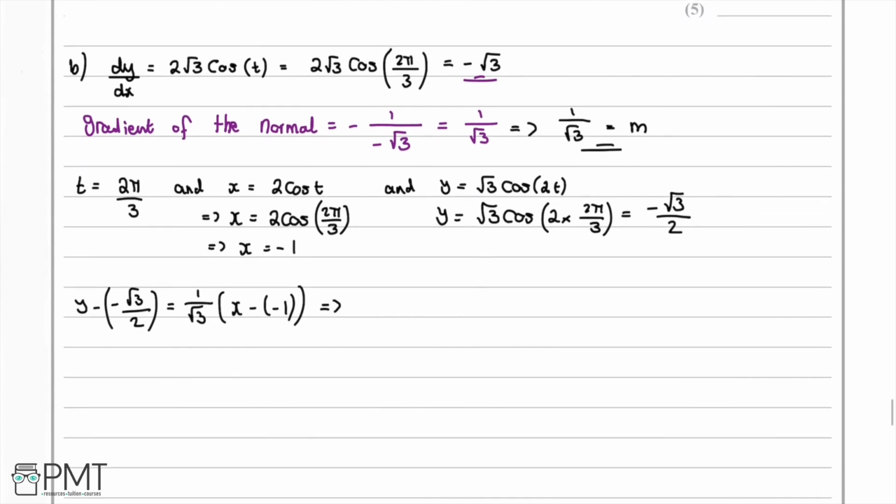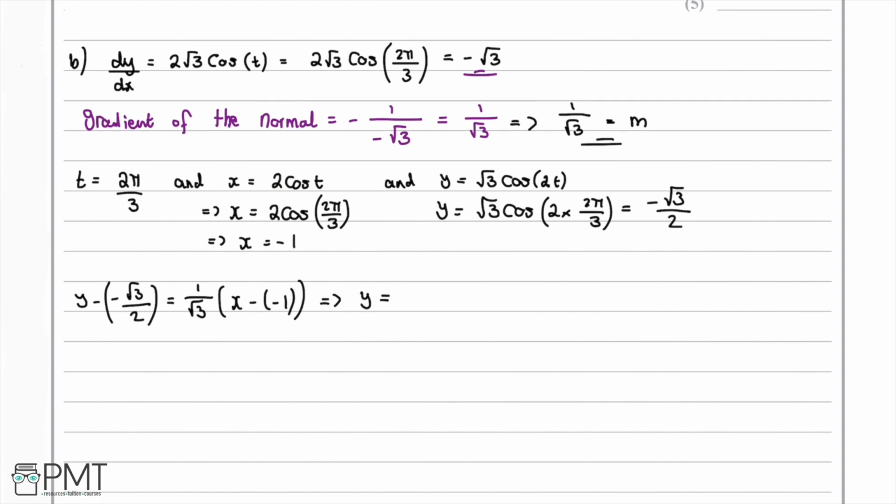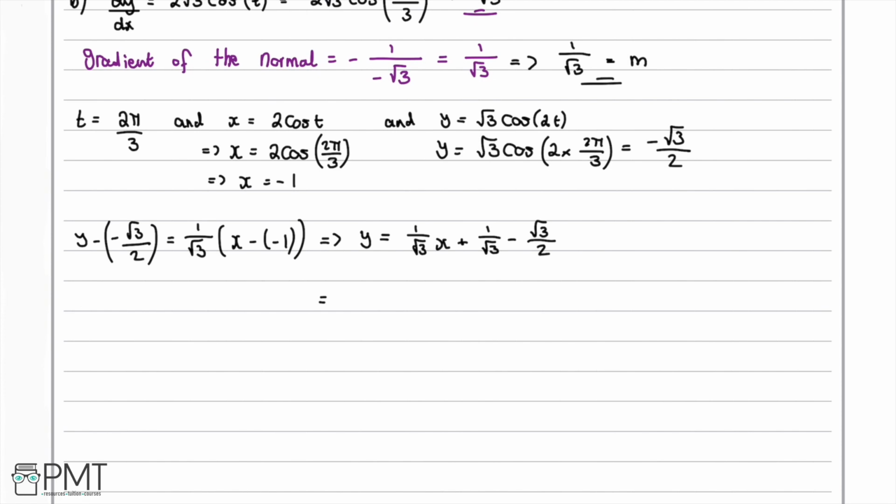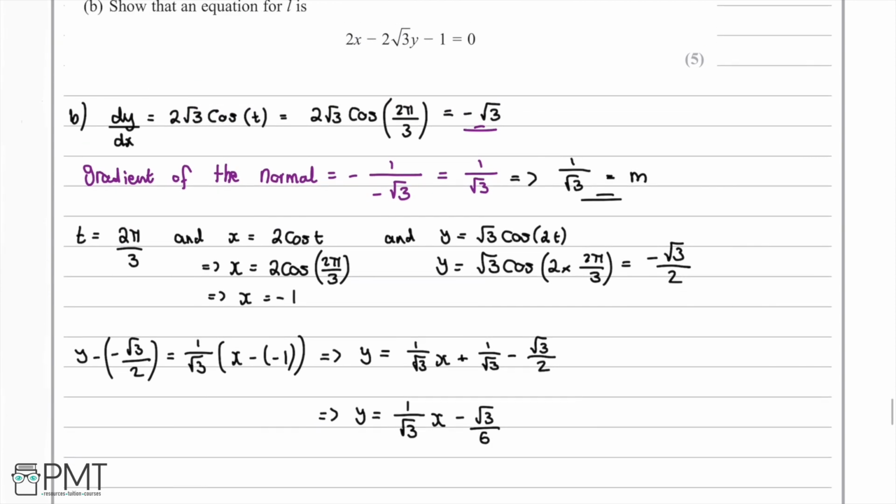So then this leaves us with y being equal to 1 over root 3 x, and then we multiply 1 over root 3 by 1, so that will give us plus 1 over root 3, and then we subtract root 3 over 2. And then simplifying this, we have y is equal to 1 over root 3 multiplied by x, and then we subtract root 3 divided by 6. So now we'll take a quick look back up the question and see what we're aiming for.